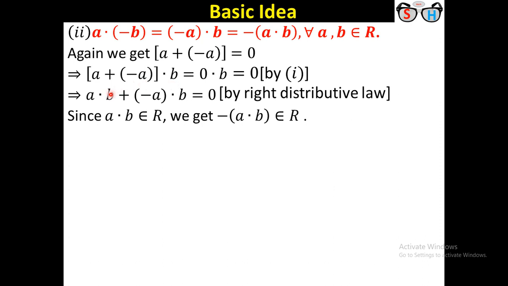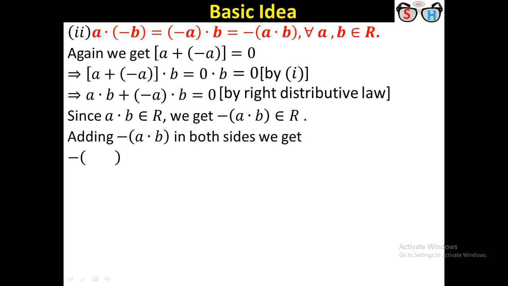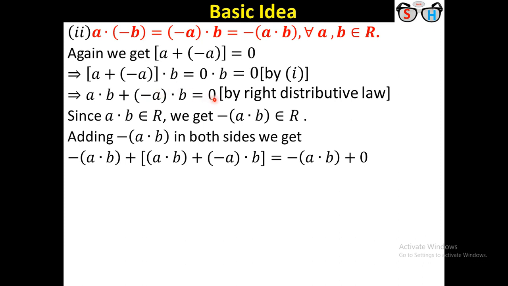Since a·b belongs to R, its additive inverse must belong to R, and the addition of those two elements must be 0. Now we have to add −(a·b) on both sides. So adding −(a·b) on both sides, we get −(a·b) + [a·b + (−a)·b] equal to −(a·b) + 0. This will be 0, and here I used the associative property for the purpose.